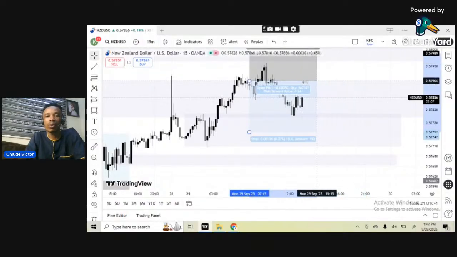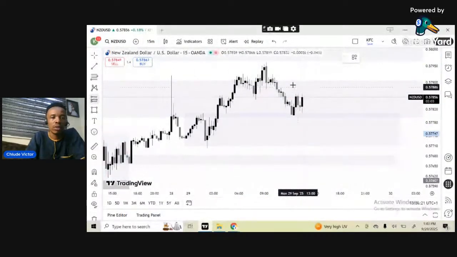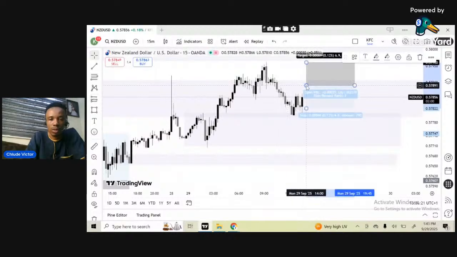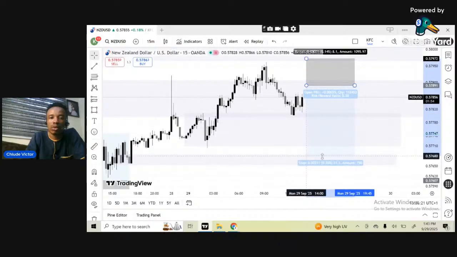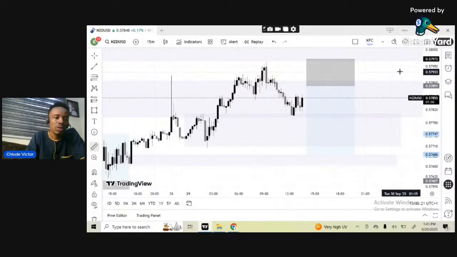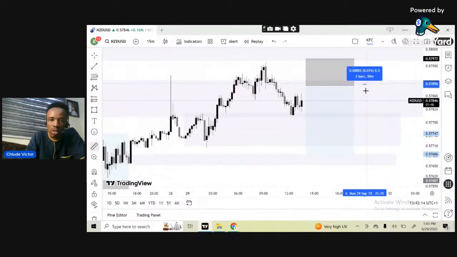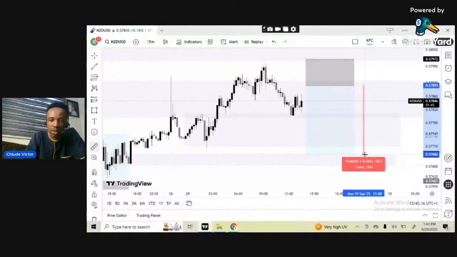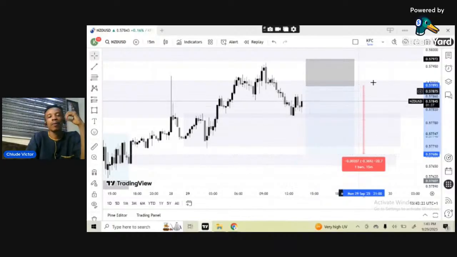But the entry point will not be this because that was just a trial. The entry point will be somewhere around here when there's a confirmation. This is a protected low because that looks like liquidity for us. Then this will be the target. So this is actually what I would like to trade on NU. The other one is not actually what I would love to trade. So this is me risking 7 pips to catch 20 pips. This is more than 2 RR.